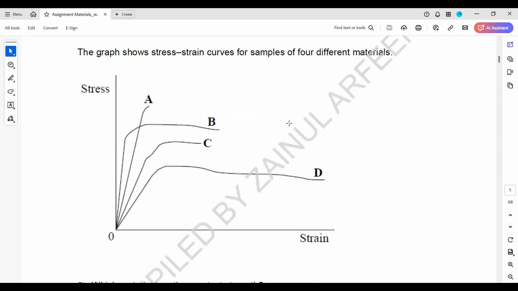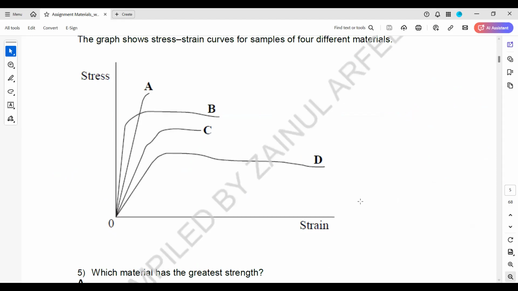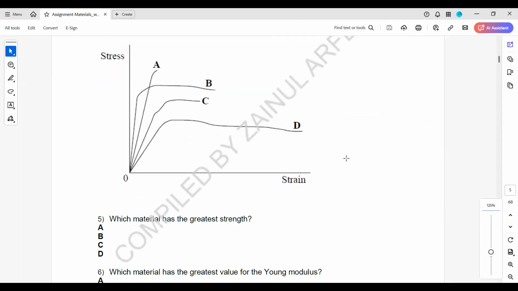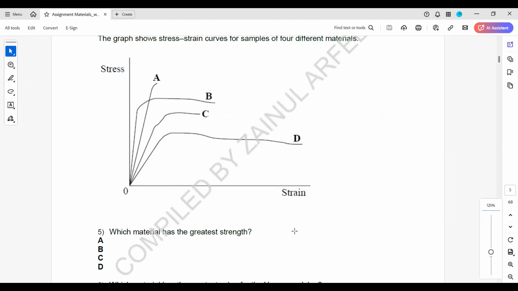Which material has the greatest strength? A, B, C, or D? Which material has a greater strength? Is it A, B, C, or D? Strength refers to the maximum stress applied on the object to break it. For strength, you just check the stress. So which one has a greater strength? A has a greater strength.